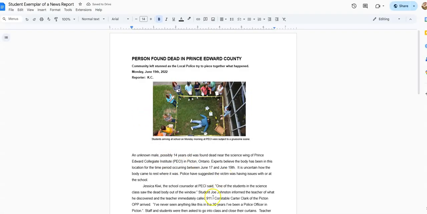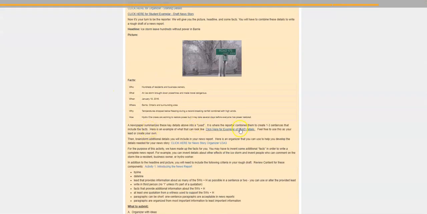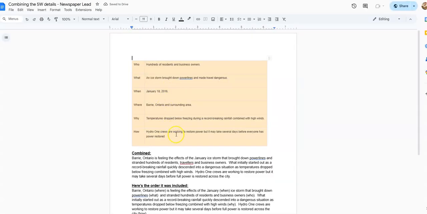And then I included in here what the final product should look like. And it's just written in a Google Doc. So how did we get there? The first one we're going to do is we're going to look at the lead details and how to combine them.